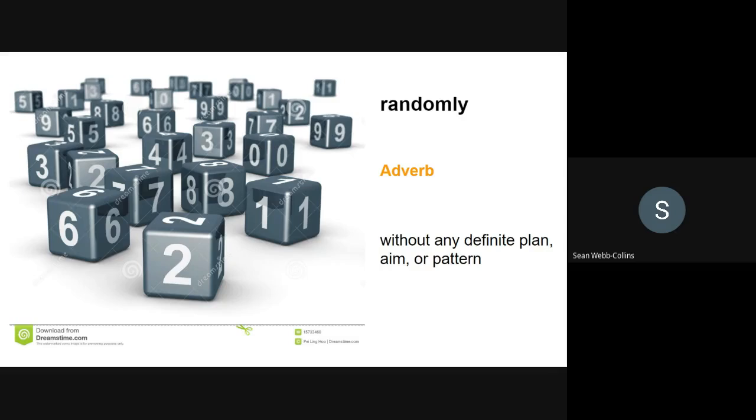For this word? Right, there is. Randomize. And the adjective, randomized. So once more, the word forms are randomly, adverb, the adjective random, the noun randomness, the verb randomize, and the adjective randomized.